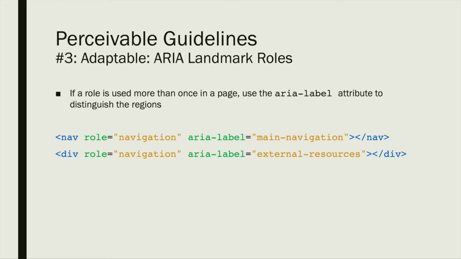ARIA-label attribute to specify a unique alternative to what that different navigation area will be. In this case, we have main navigation and external resources. There is no predefined set or class of items you can use to name these things, so use your best judgment, but don't be generic and just say Area 1, Area 2, etc.